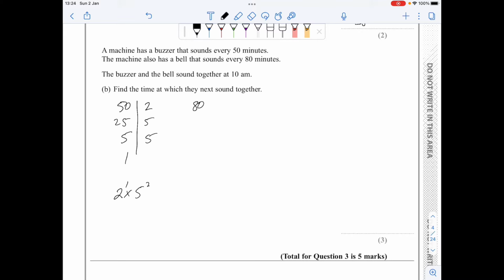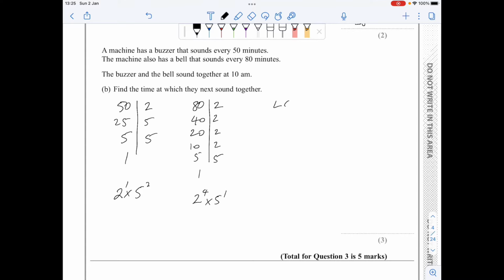Repeat for 80. So divide by 2, that's 40, by 2 again, 20. Again by 2 gives me a 10. 2 again, 5, and then 5, 1. So 80 is 2 to the power of 4 times 5 to the power of 1.